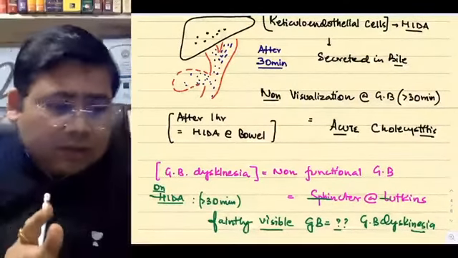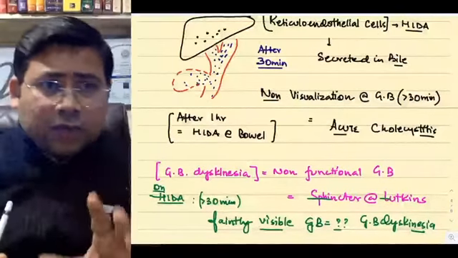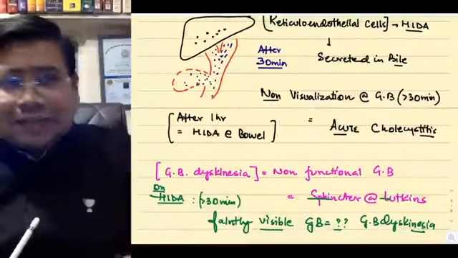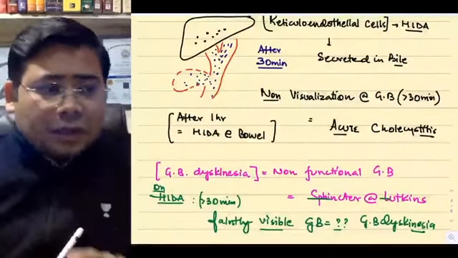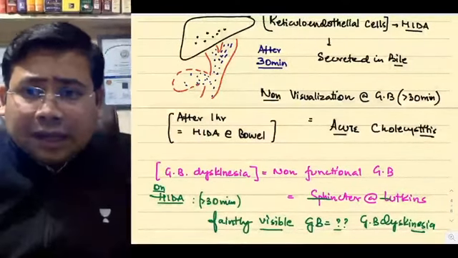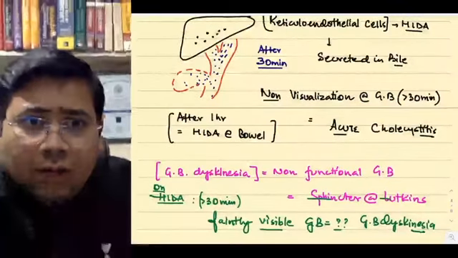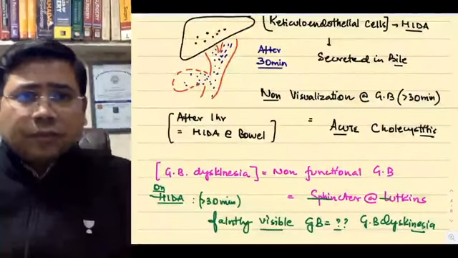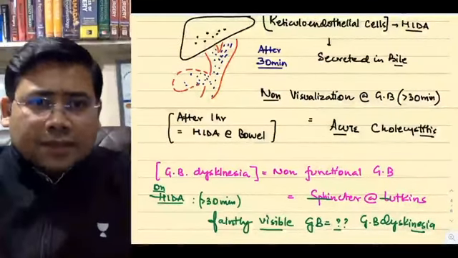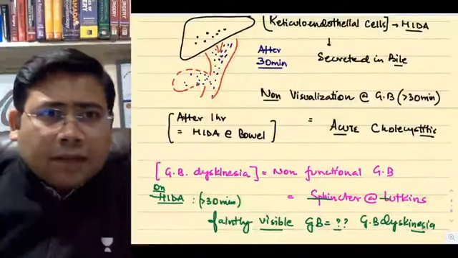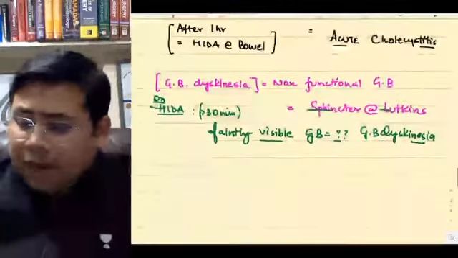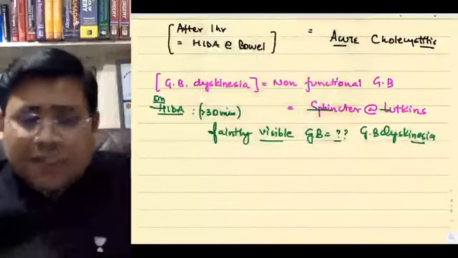However, take my words. Is that concept clear to you? Merely going for HIDA scan, this is not conclusive of gallbladder dyskinesia. You have to understand that gallbladder dyskinesia is an answer of exclusion. Is that clear to everyone or no? Gallbladder dyskinesia is answer of exclusion.